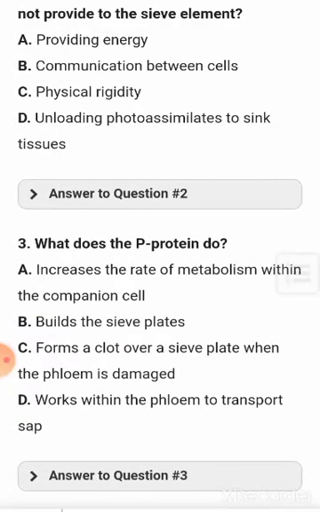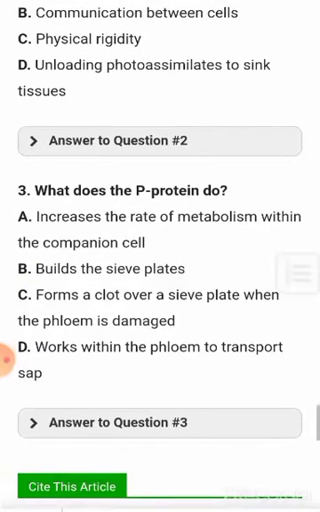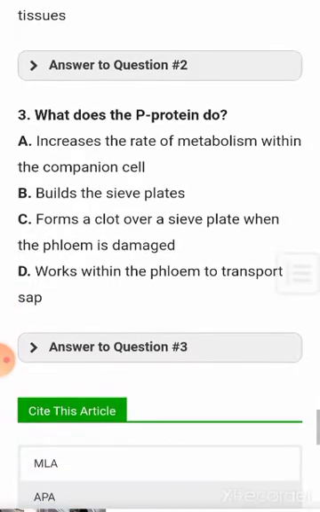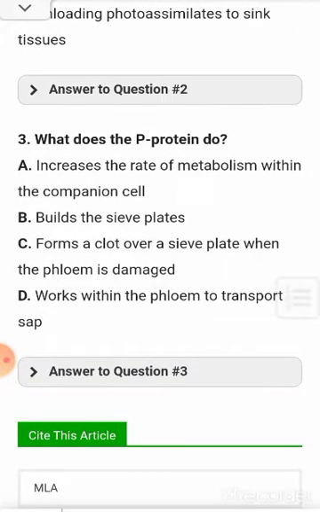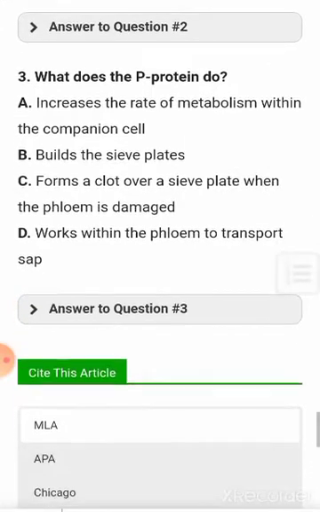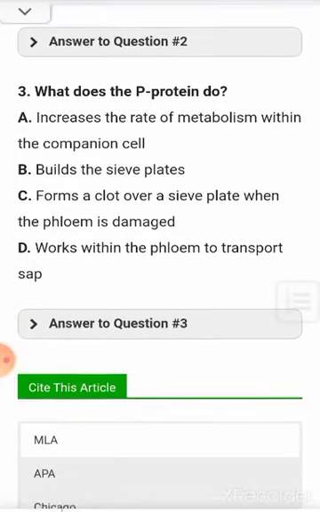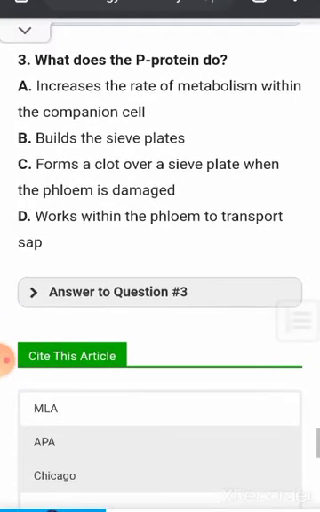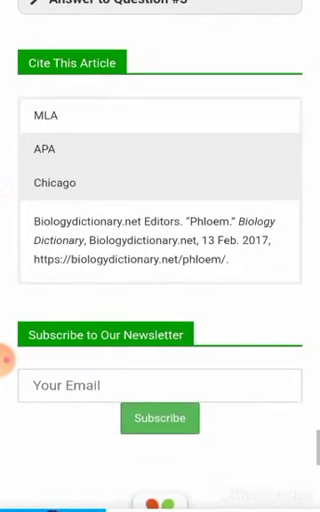What does the P protein do? Option A, increases the rate of metabolism within the companion cells; option B, builds the sieve plates; option C, forms a clot over a sieve plate when the phloem is damaged; and D, works within the phloem to transport sap. The answer is 3. Forms a clot over a sieve plate when the phloem is damaged.